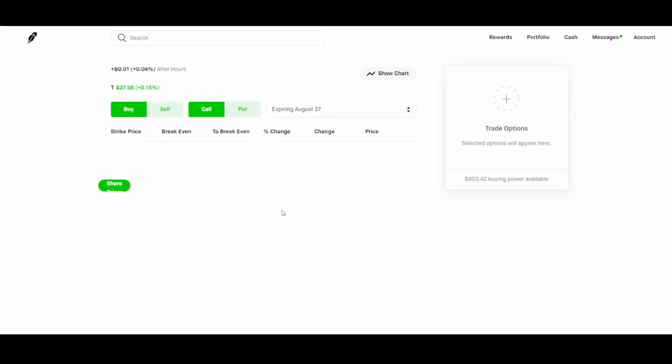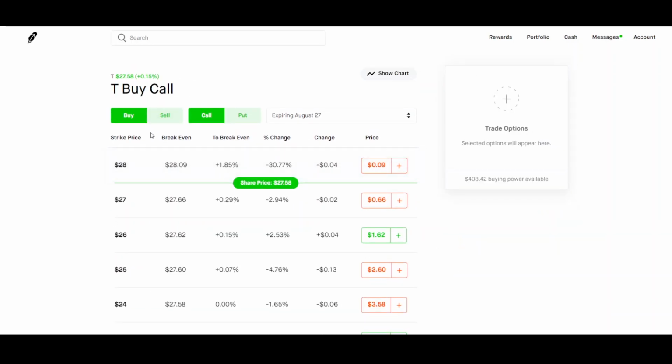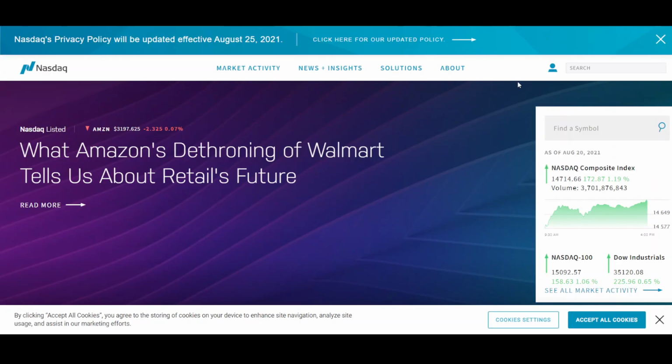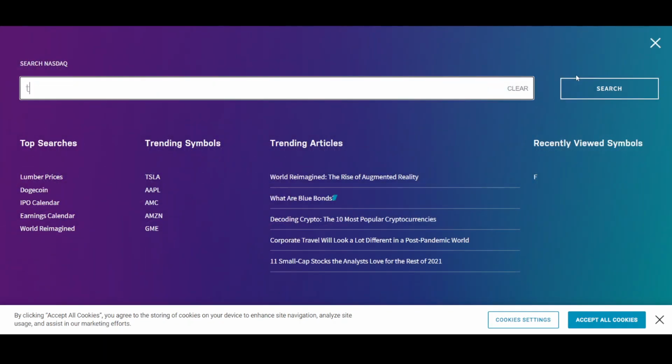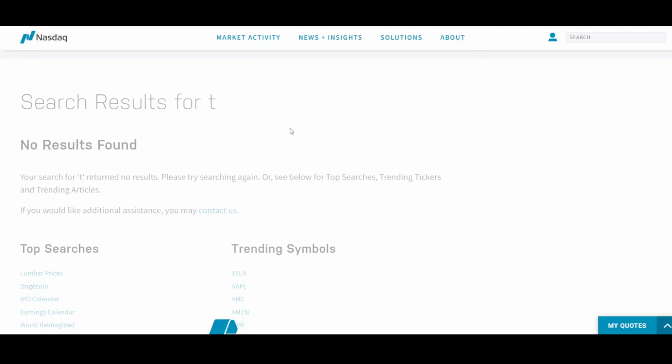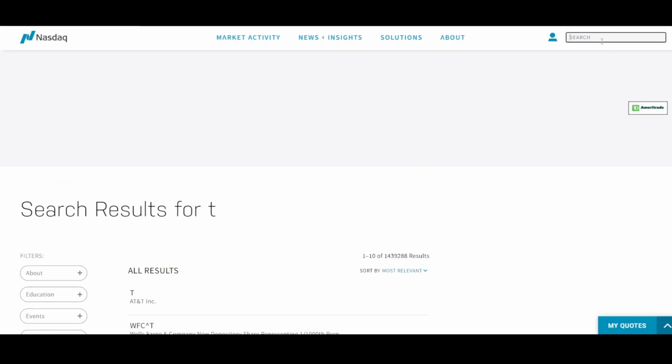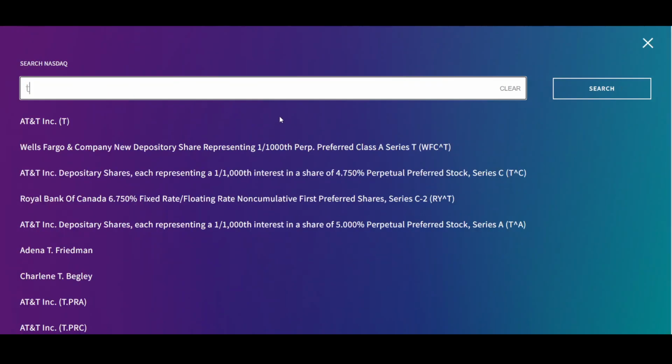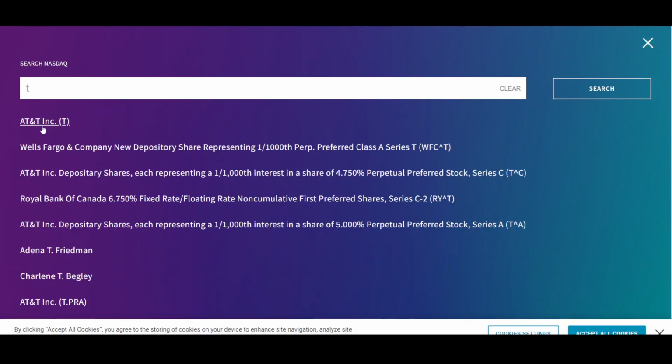So we come over here to trade AT&T options. This is a very easy one to set up. First off though, with AT&T, we are going to be selling calls and puts. So you want to come over here to nasdaq.com and we're going to search ticker symbol T. Oh, didn't get to click it. So we're going to click right here.